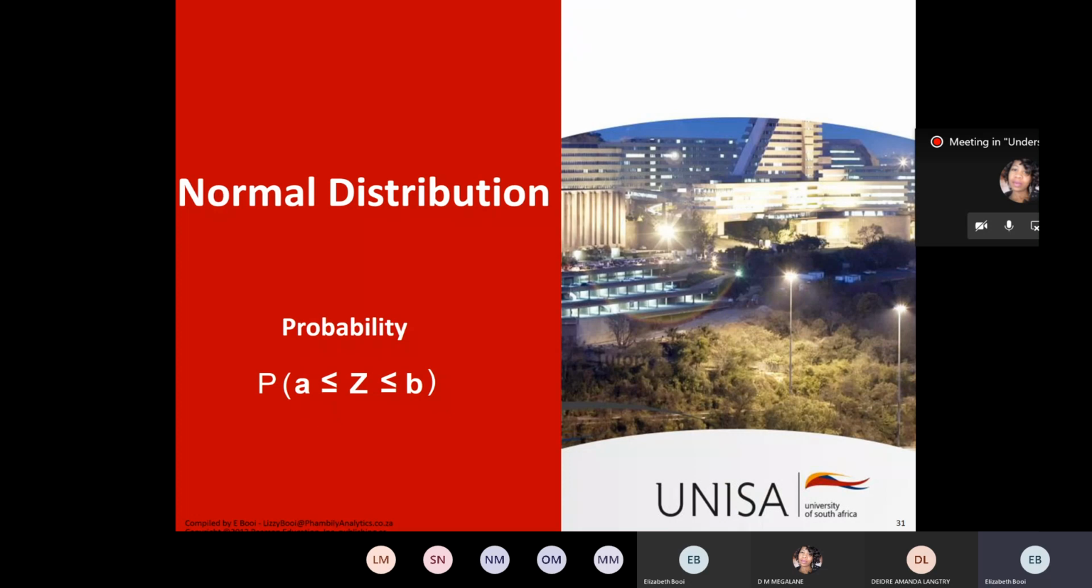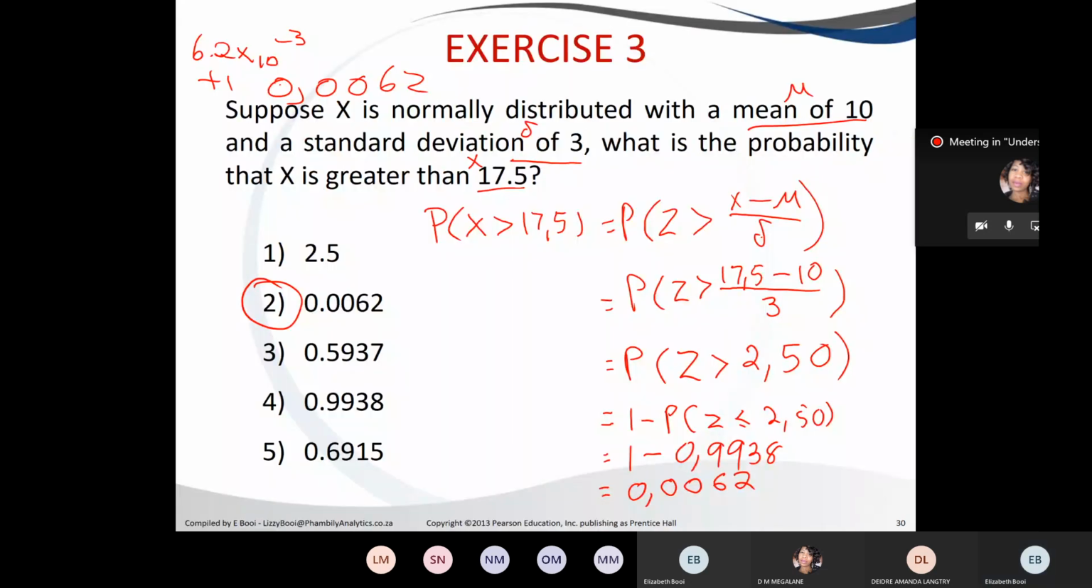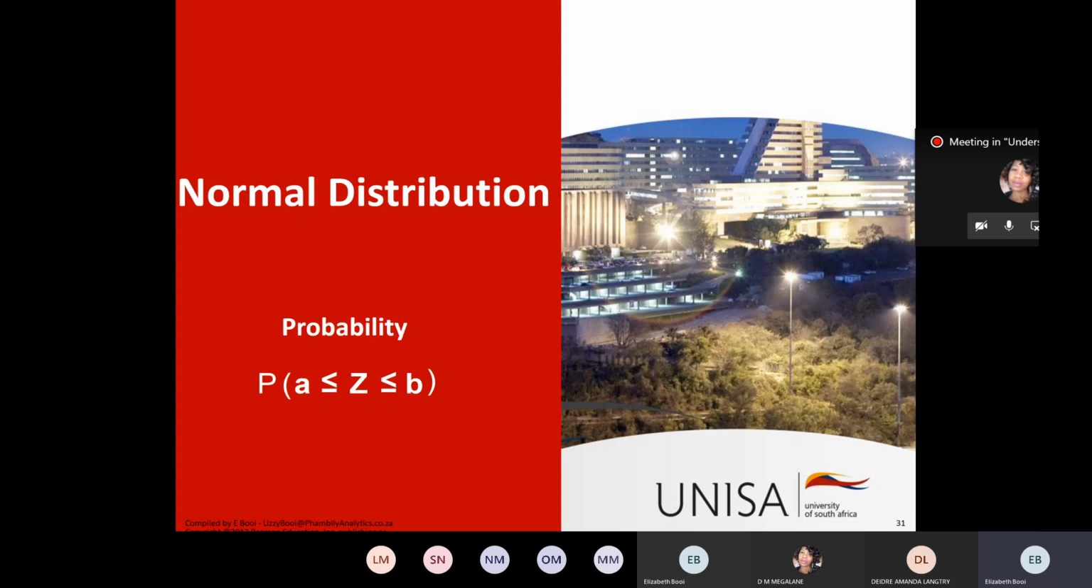Any questions? If there are no questions, then we can move to the next part of the session, which is looking at the probability of between.